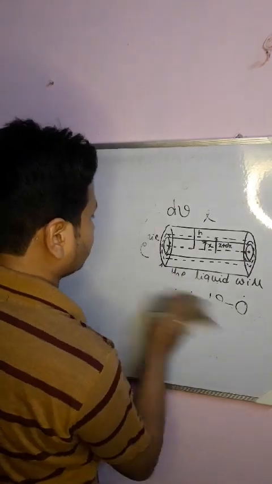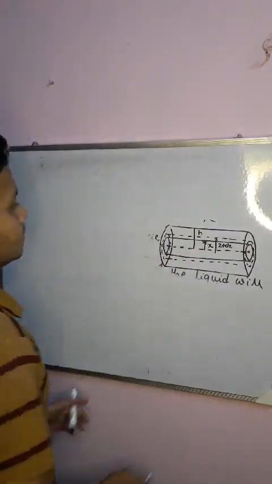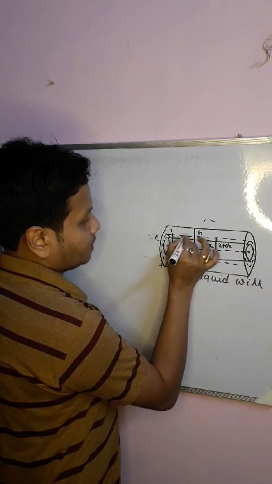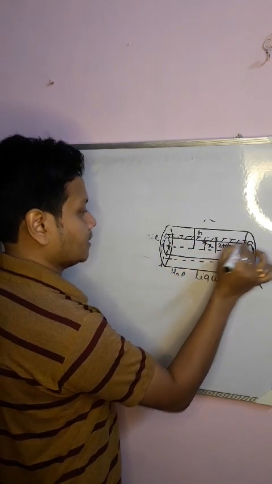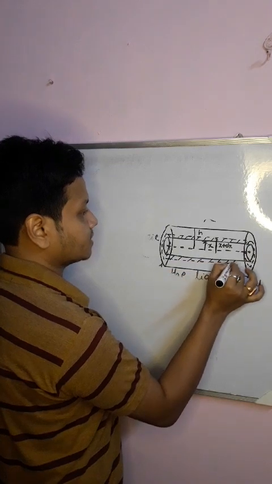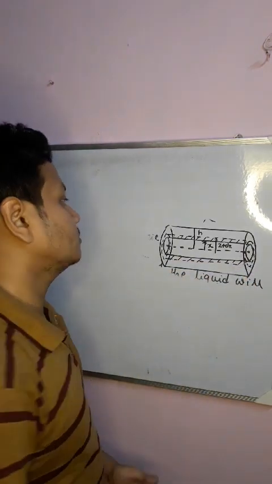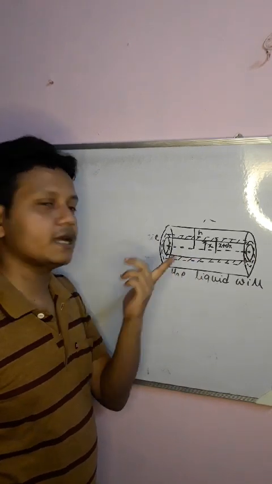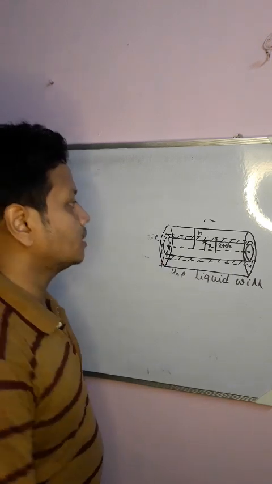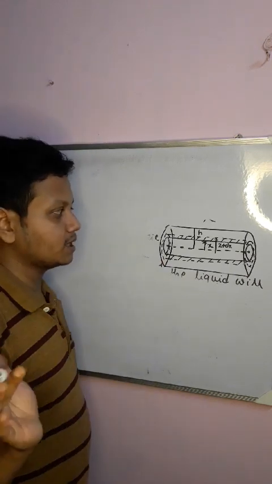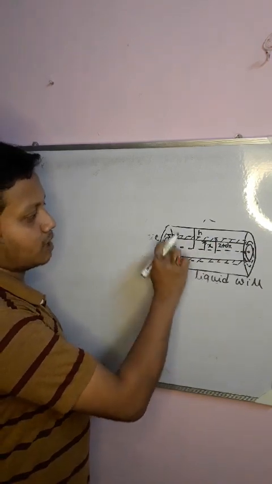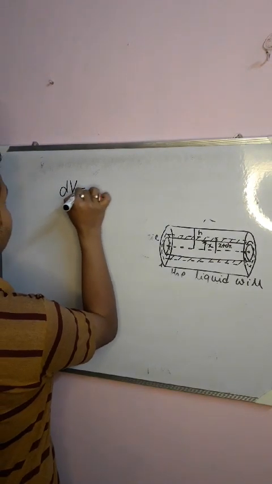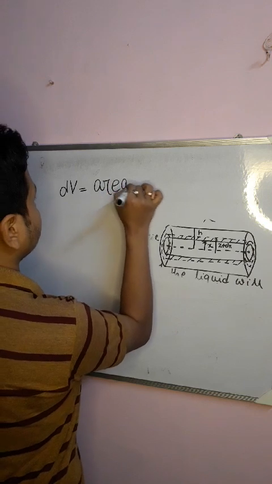Now we have to find out the rate of flow of liquid through the entire cylinder. In order to find that, at first we have to find the rate of flow of liquid through this elementary area between the two concentric cylinders. If we find it, then after integration from 0 to r, we can get the result for the entire cylinder. What will be the volume of the liquid flowing out per unit time between this annular area? If we call it dv, it will be area multiplied by velocity.